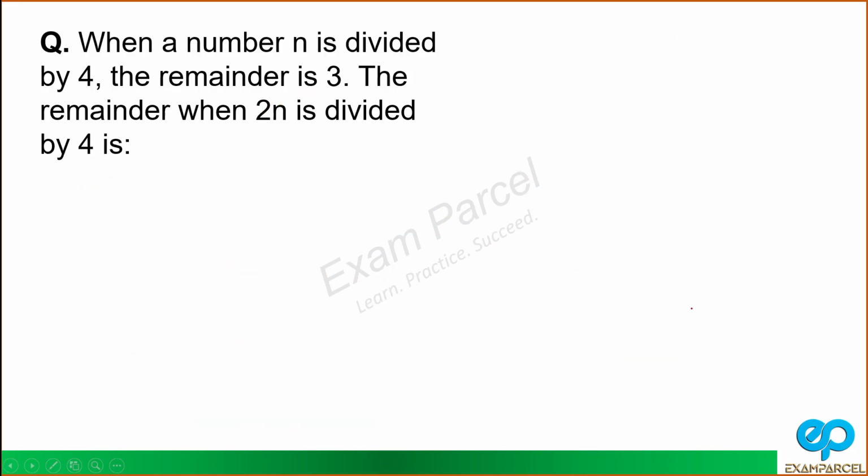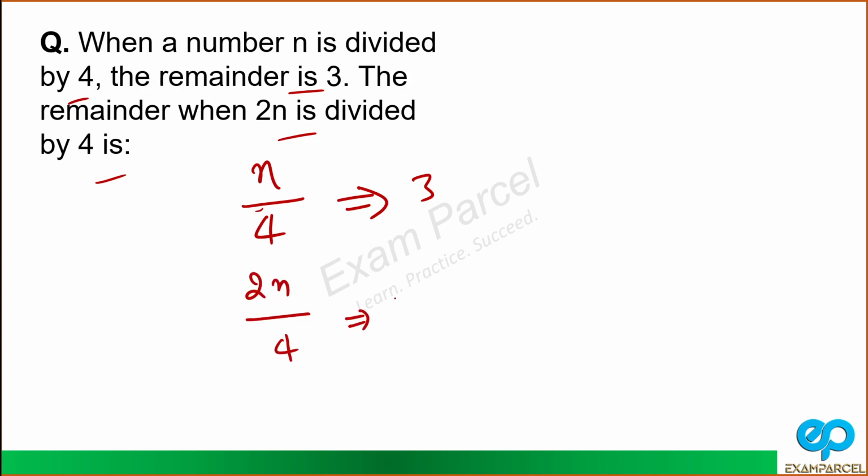Okay, now let's look at a few questions. A question says, when a number n is divided by 4, the remainder is 3. The remainder when 2n is divided by 4. Okay, so we have a number n. I divide this by 4 and I get a remainder of 3. When I divide this 2n by 4, then what is the remainder? This is the question actually.